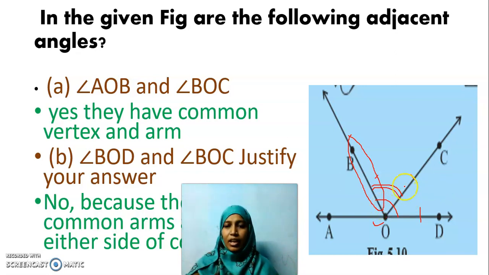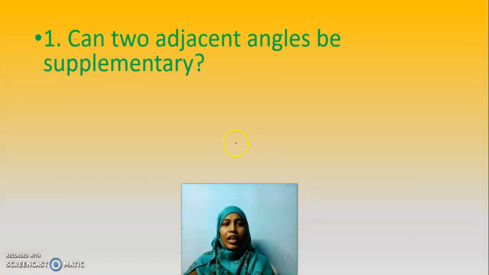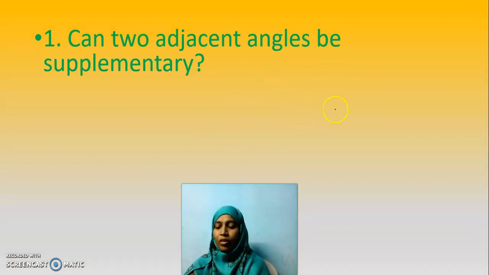Okay. If I say COD and BOD, again they are not adjacent angles, because COD is a small part of this big angle. Even in such cases, we should say they are not adjacent angles. Did you understand what are adjacent angles? Okay, children. Can two adjacent angles be supplementary? Can two adjacent angles be supplementary?